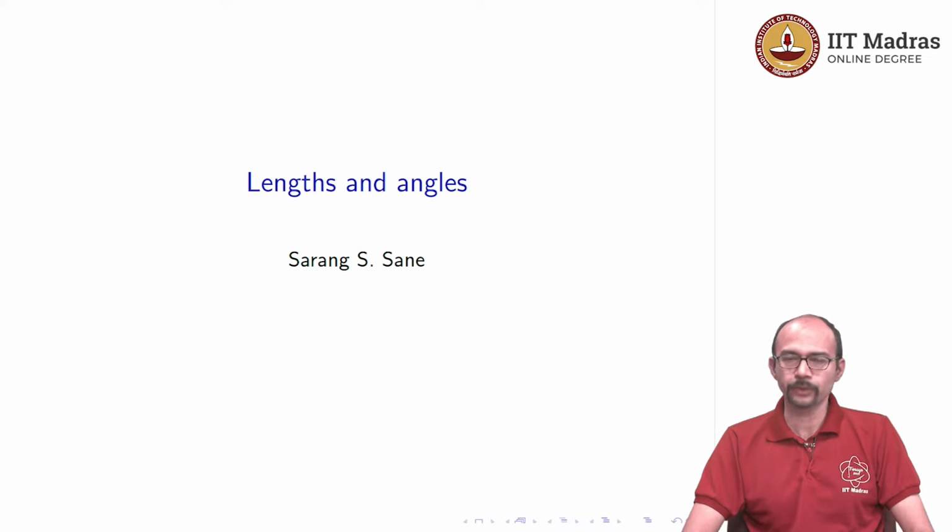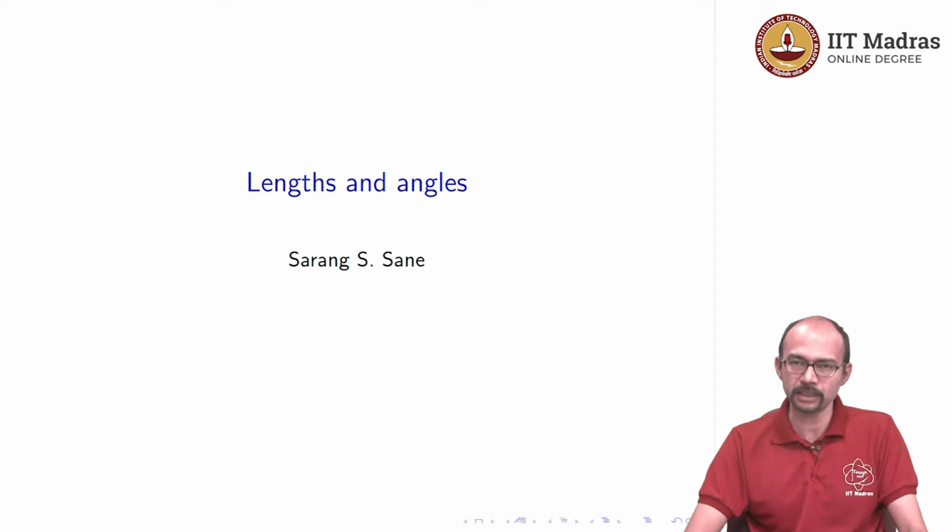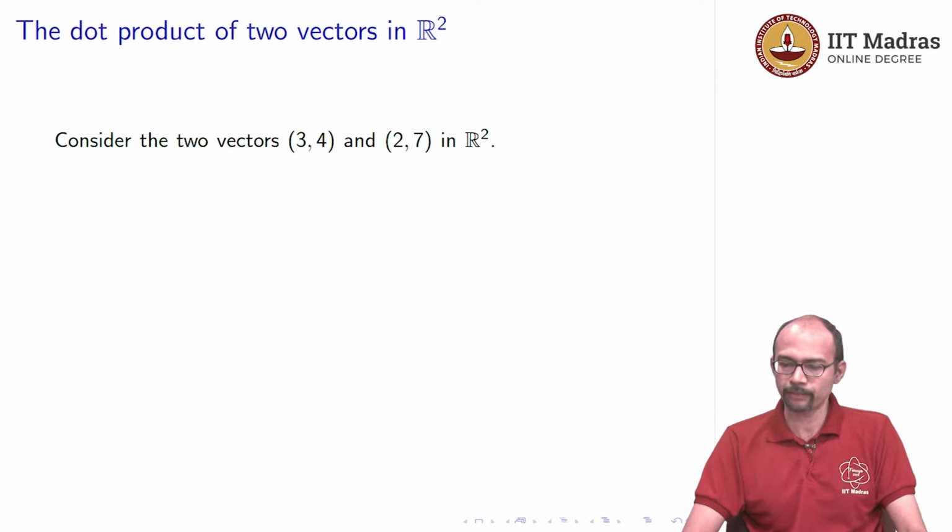In this video we are going to talk about the notion of lengths and angles. Some of this may have already been seen in Maths 1 in some form, and some of this may be really easy and something you have seen before, but let's recall quickly what is the notion of lengths and angles. Okay, so let's talk about the dot product of two vectors in R2.